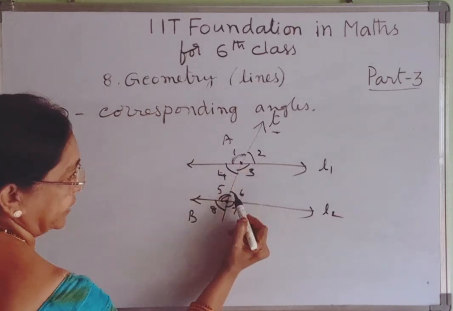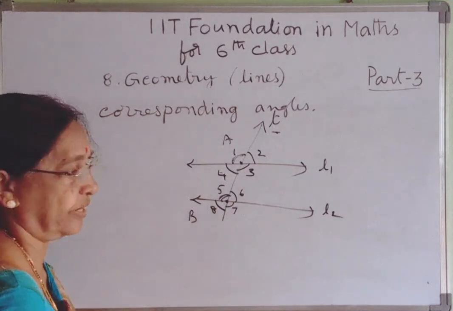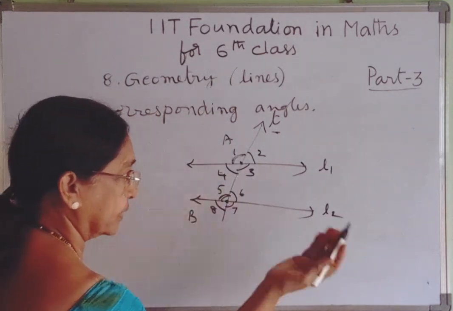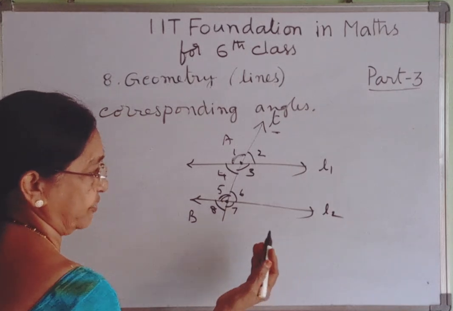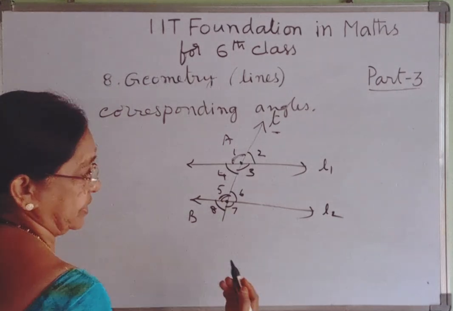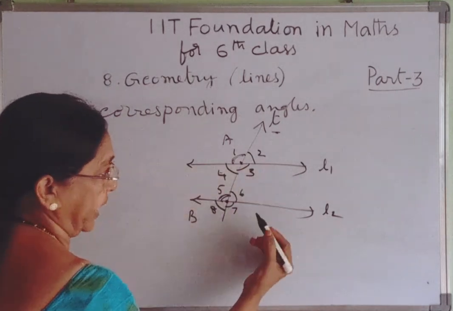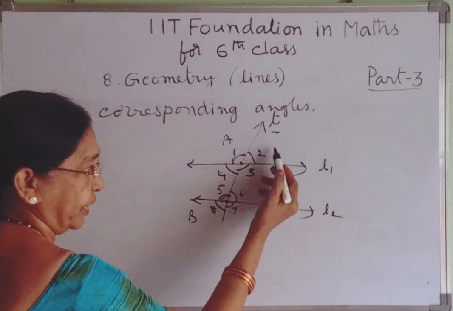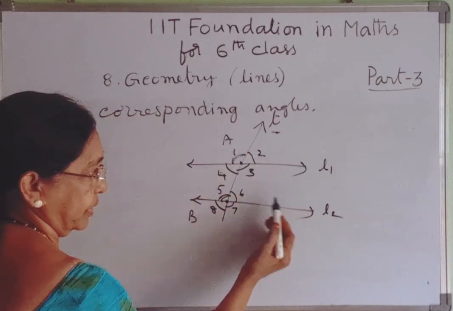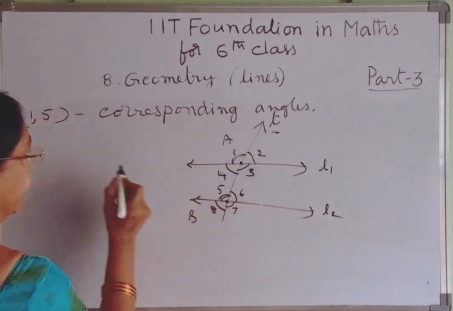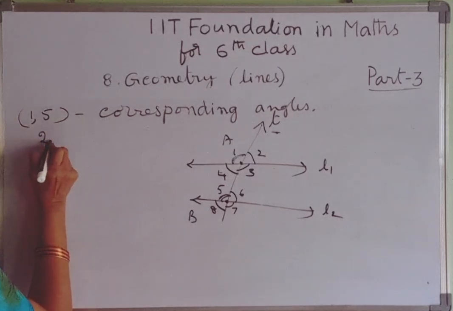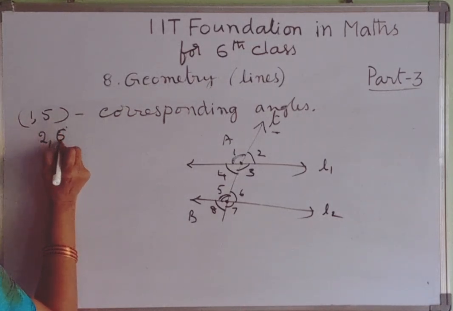Similarly, 2 and 6 are another set of corresponding angles. They are on the right side of the transversal, on the same side of the transversal and above the lines. 2 is above L1 and 6 is above L2. Therefore, another set of corresponding angles are 2 and 6.